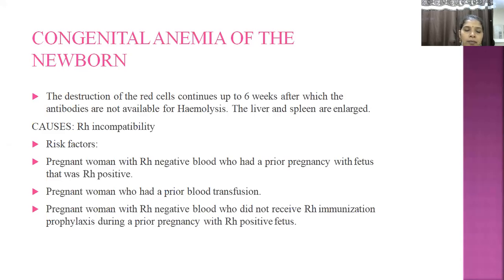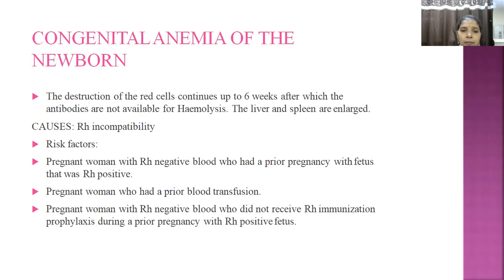Causes of RH incompatibility. Risk factors: pregnant women with RH negative blood who had a prior pregnancy with an RH positive fetus. The previous fetus was RH positive, and only then does it occur, because in the previous pregnancy there was exposure and IgG antibodies developed after 6 months. It takes almost 6 months, so the previous fetus won't be affected. The present fetus will be affected, and the present one also should be RH positive.